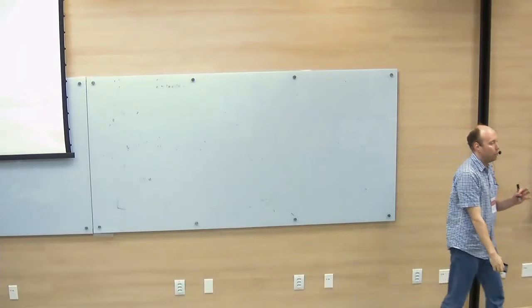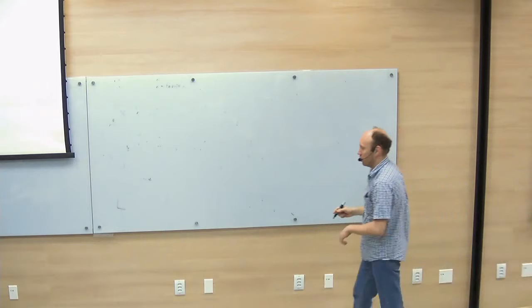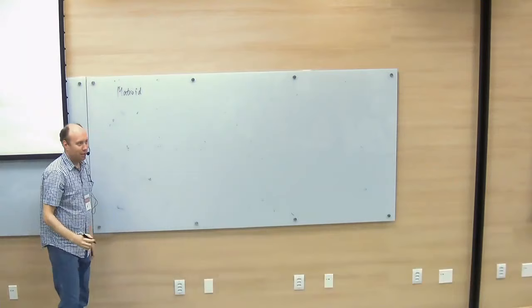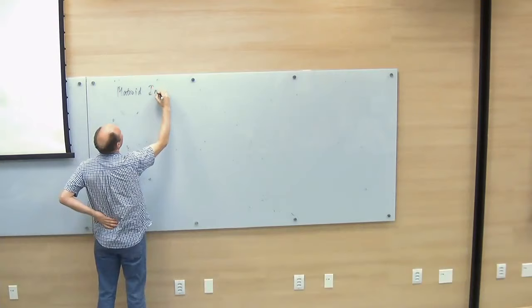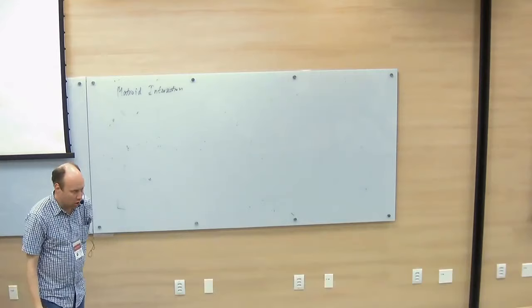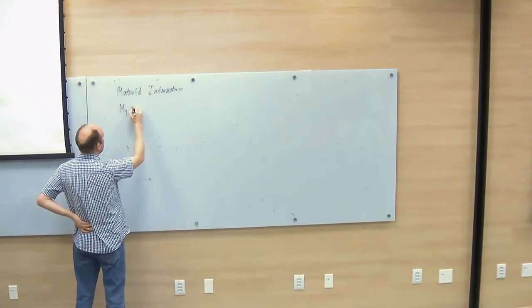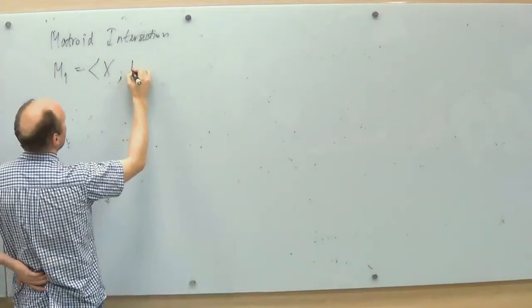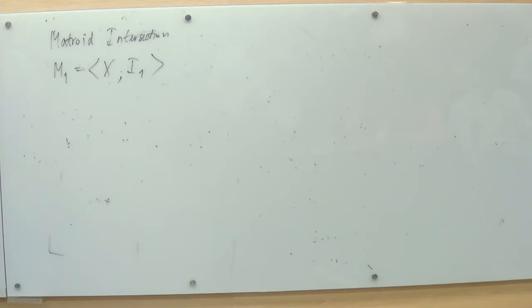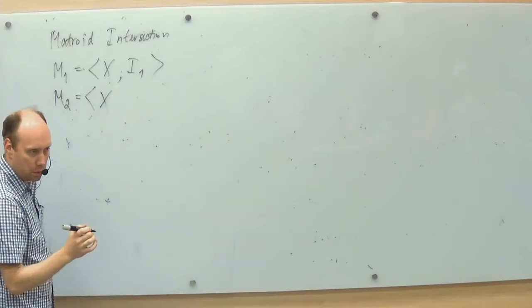So, matroid intersection. Well, some students couldn't stand matroids, as I say, okay. So what is a matroid intersection? Consider two matroids. M1 with a set of objects X and a collection of independent sets I1, and matroid M2 with the same set of objects but a different notion of independence.